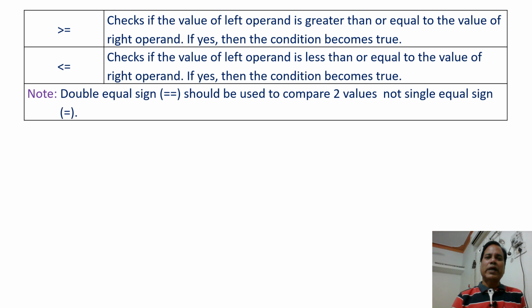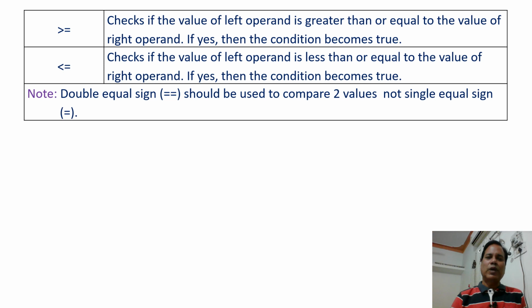Also, greater than or equal to checks if the value of the left operand is greater than or equal to the value of the right operand. If yes, then the condition becomes true. Next, less than or equal to checks if the value of the left operand is less than or equal to the value of the right operand. If yes, then the condition becomes true.